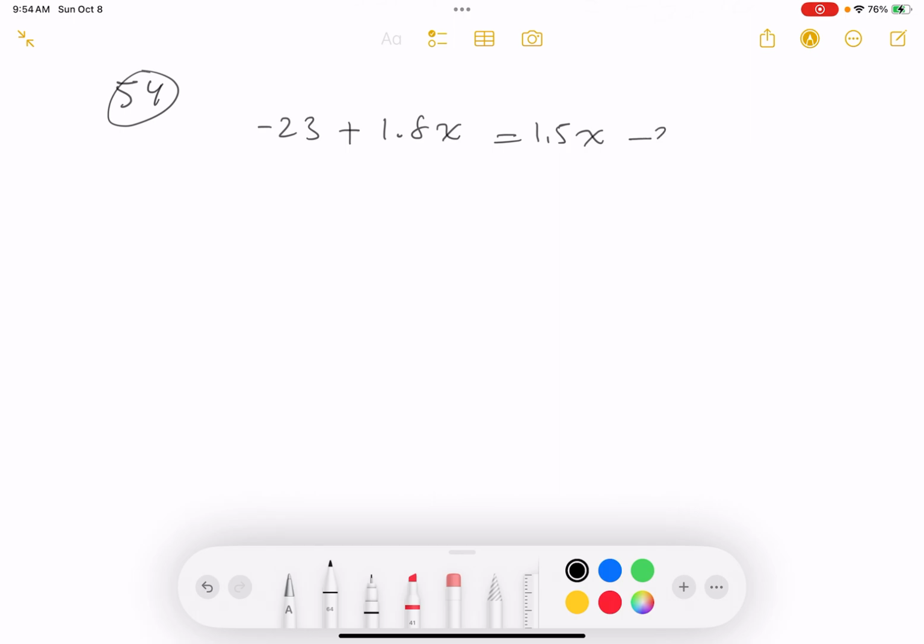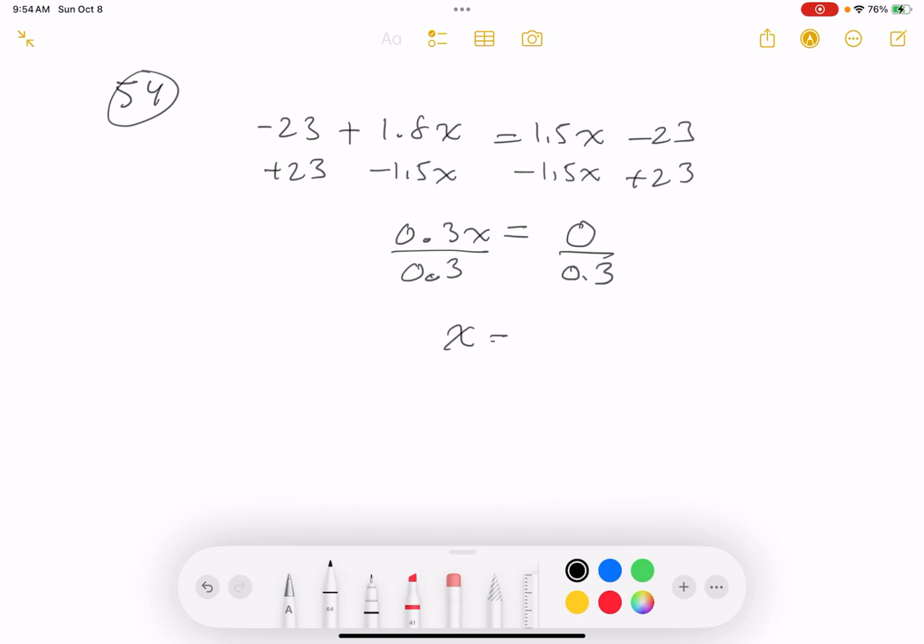And then minus 23. Well, what I'm going to do over here is I'm going to subtract 1.5x from both sides. And I'm going to add 23 to both sides. And what do you get? Well, you're going to get 0.3x equals 0. Divide both sides by 0.3.